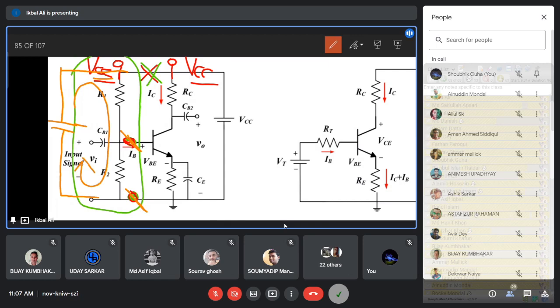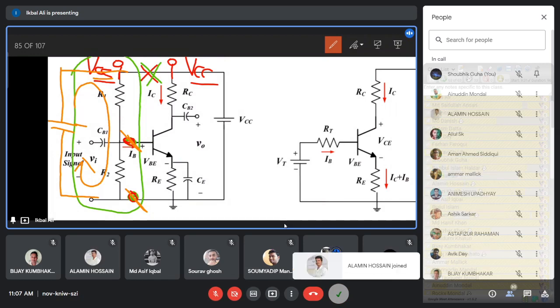Okay, because the junction point between R1 and R2 is separated from the base, the battery will flow a current like this. What will the current be? VCC by R1 plus R2. That is the current flowing through this path.